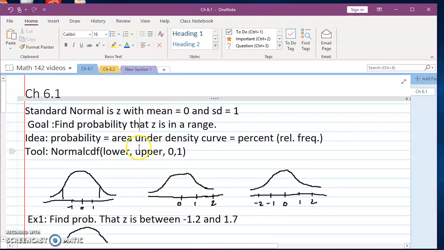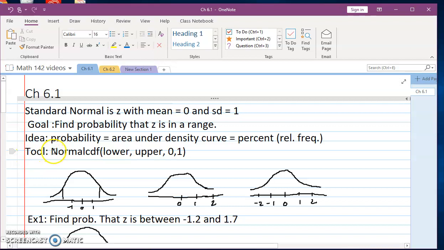In 6.1, we have a few things that we want to do. First is to find the probability that Z is in a certain range. The idea is that to find probability, we want to do percent relative frequency, which is modeled by a relative frequency histogram and an area under the density curve. So to find probability, you have to find the area under the density curve, which models how the histogram behaves. We talk about this in class for 6.1.